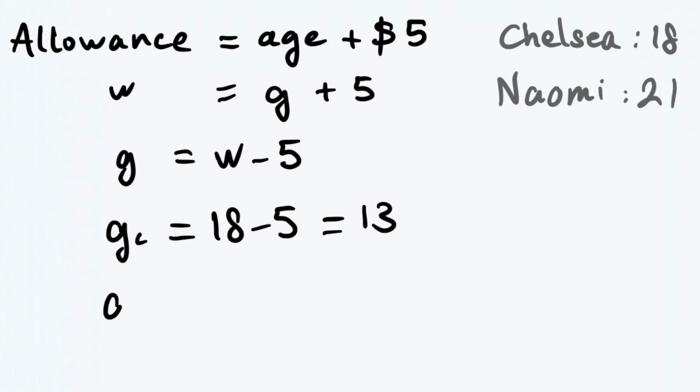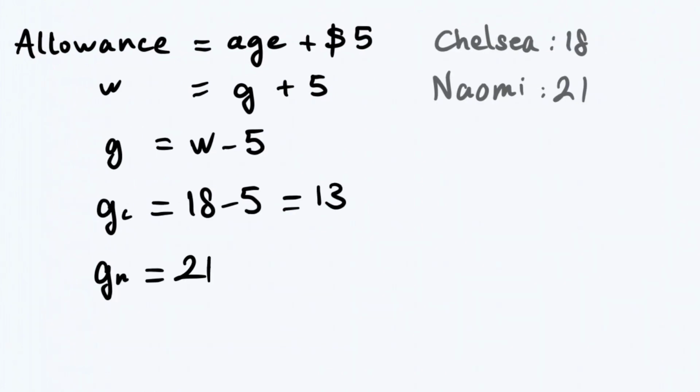For her sister Naomi, we know that she gets $21 a week. We subtract 5 and we get 16. Naomi is 16 years old.